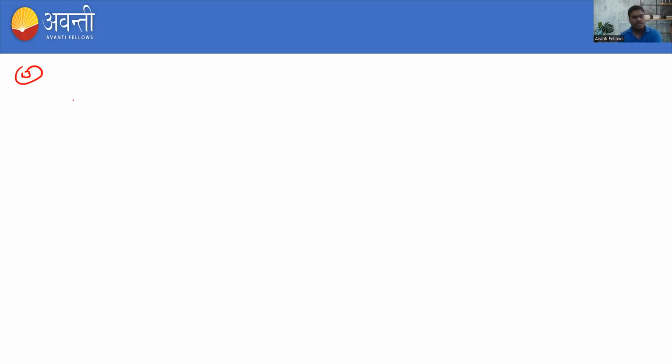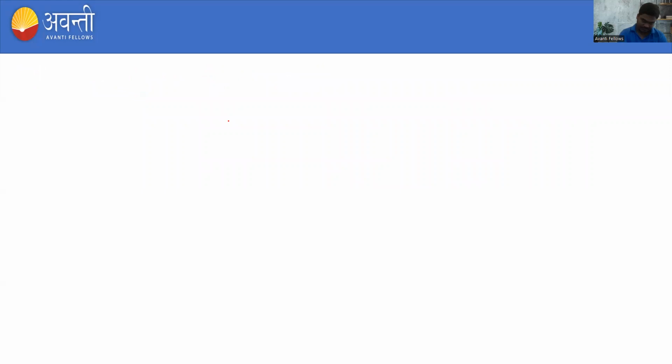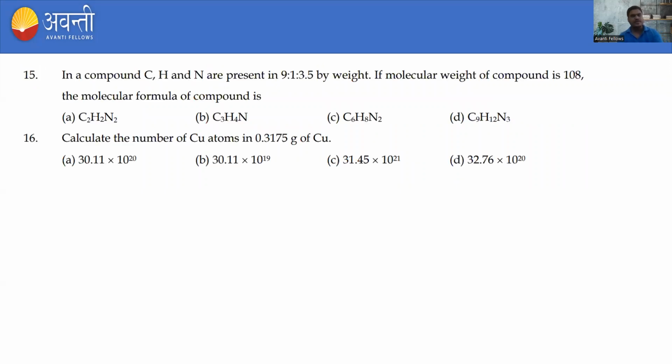So we know that when equal volumes of two solutions are mixed, the volume gets doubled, and thus the concentration obviously changes, because concentration is number of moles upon volume. So if two solutions of equal volume are added, the volume becomes double. The new concentration will be 0.1 divided by 2, with total volume 2. That comes out to be 0.05 molar. So which one is correct? That is B. So this is absolutely correct.